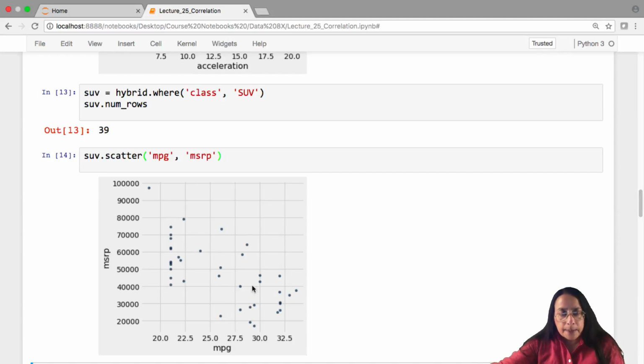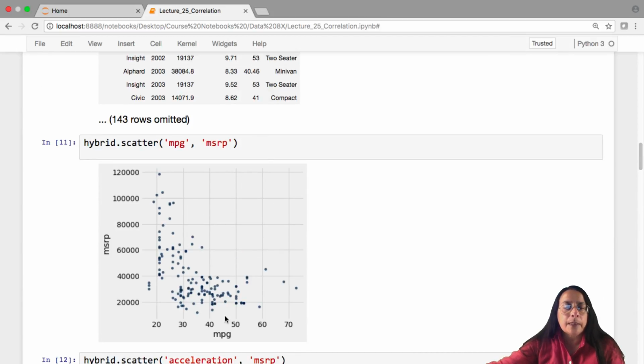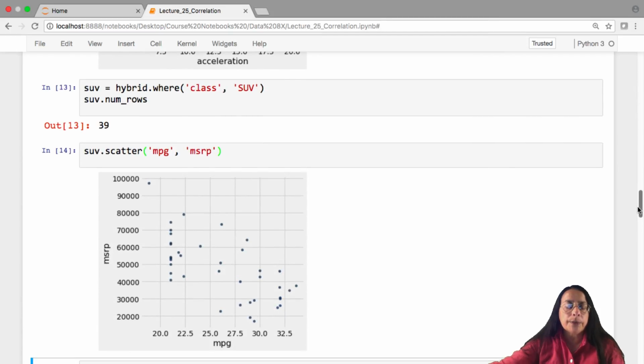However, this diagram has a somewhat linear appearance compared to the original diagram that was sort of clearly non-linear. You can't see in 39 points, you can't necessarily see things very clearly, but it is worth noting that when you restrict to homogeneous groups within a population, scatter plots can look rather different.